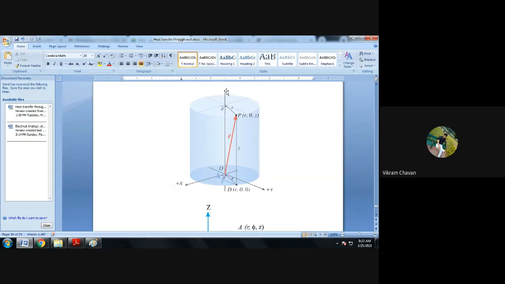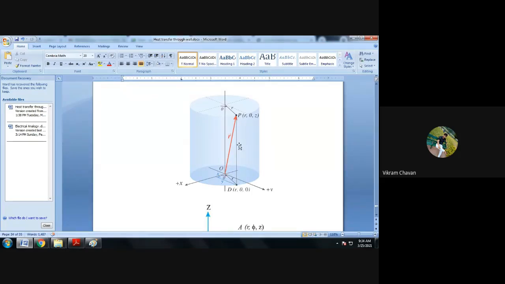First of all, this is the z-axis. This is the x-axis, and this is the y-axis. So this is our general coordinate system.